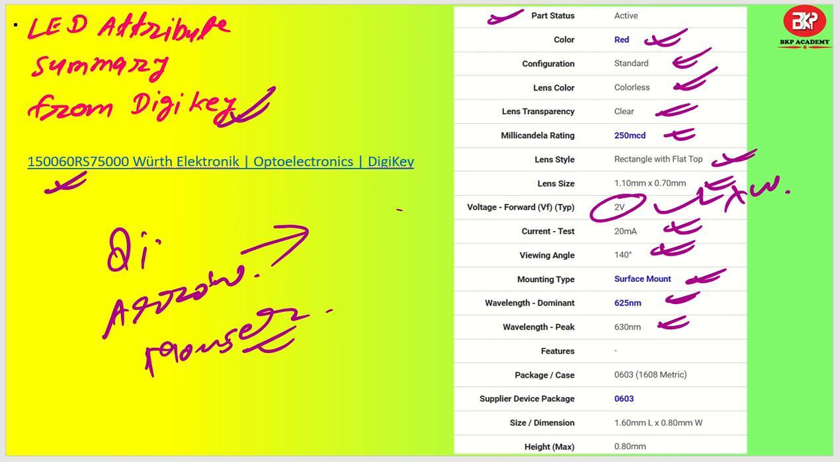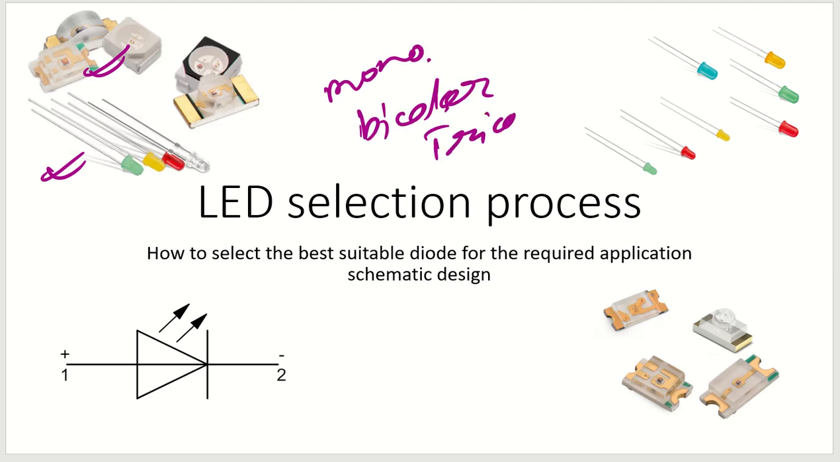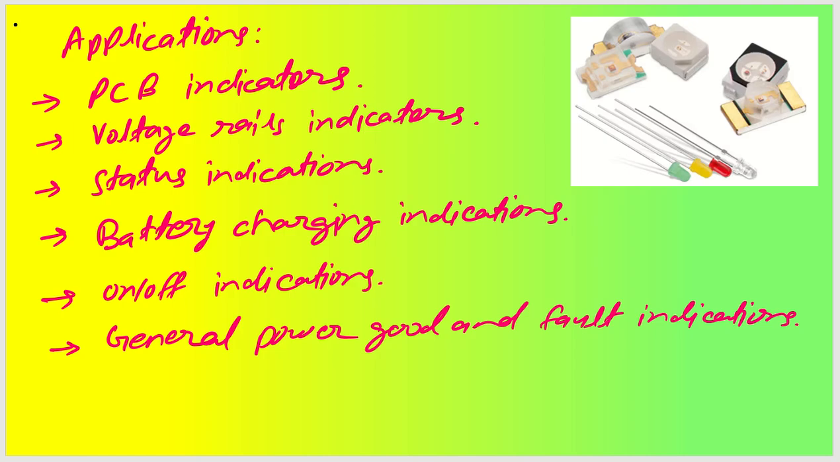So I hope you have a good understanding of how you can select a particular LED for your application from various manufacturers, whether it is through-hole LEDs or chip LEDs, or whether it is a single color LED, that is monocolor, or a bicolor LED or tricolor LED. Okay, so any LED for your particular application. As I told you, various applications are also there. Other than that, we have floodlight LEDs or automotive LEDs and so on. That I am not discussing. I am discussing only the applications of PCB indicators or voltage rail indicators and so on.